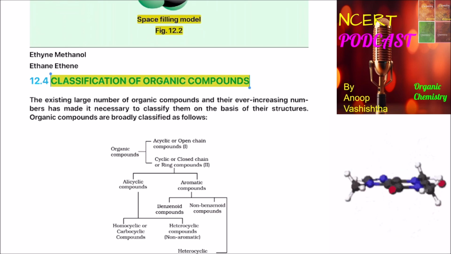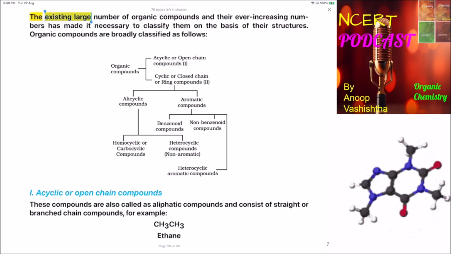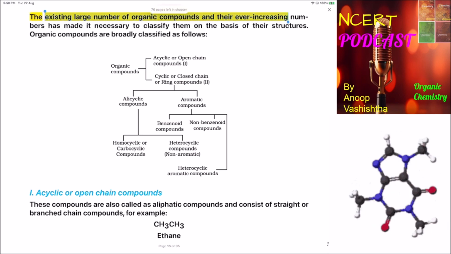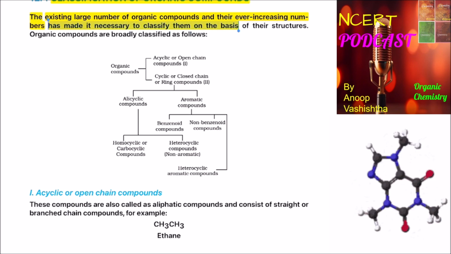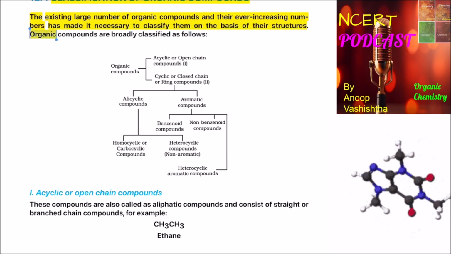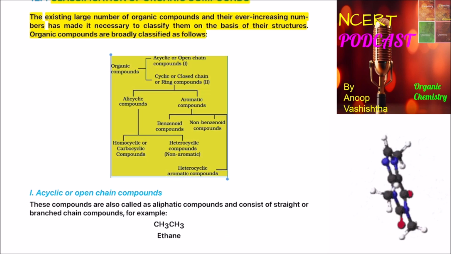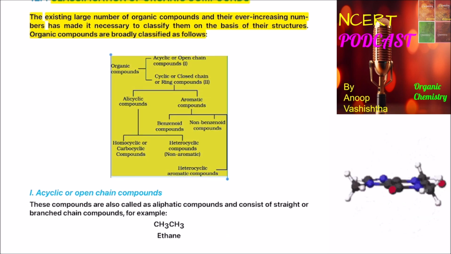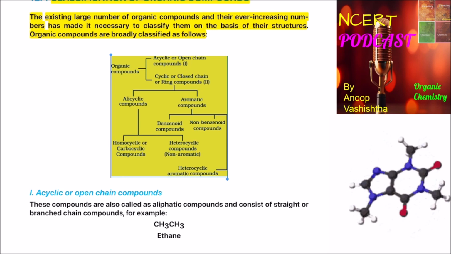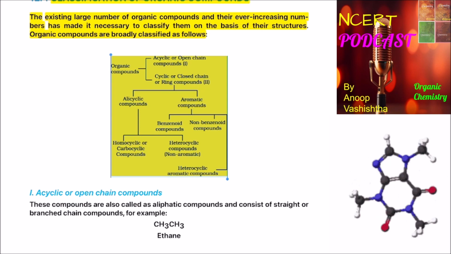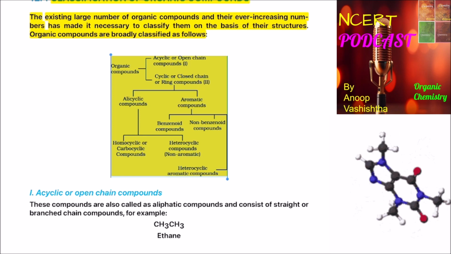Classification of organic compounds. The existing large number of organic compounds and their ever-increasing number has made it necessary to classify them on the basis of their structures. Organic compounds are broadly classified as follows: acyclic or open chain compounds, and cyclic or closed chain compounds, or ring compounds. Ring compounds are further classified as alicyclic compounds and aromatic compounds.